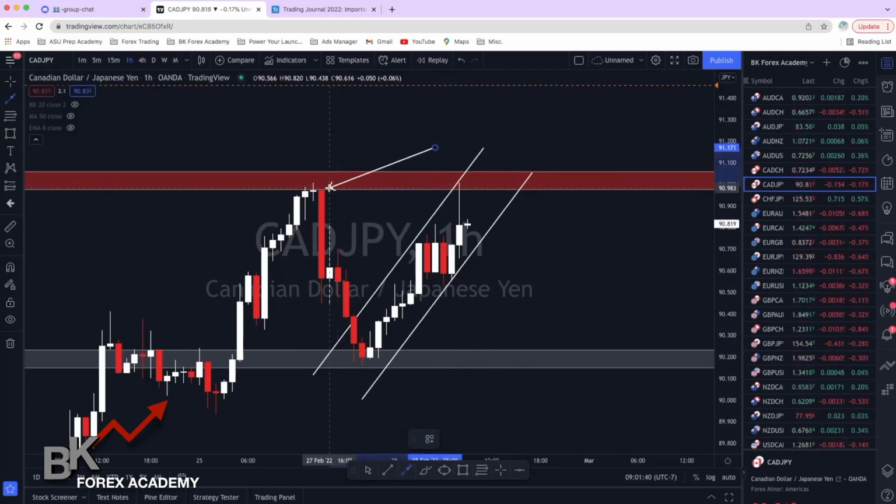This is our reversal zone. So here's our reversal zone. So that's confirmation number 2. Confirmation number 3 is we must have wick rejection. And here is our wick rejection. And you take the sell. It's as simple as that.